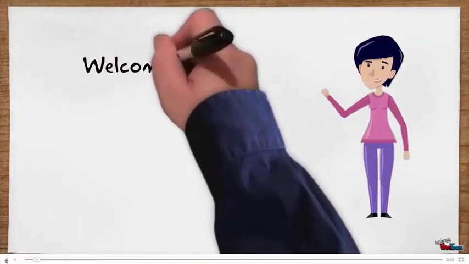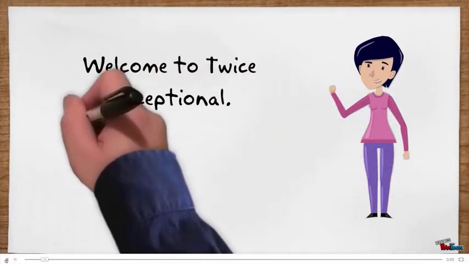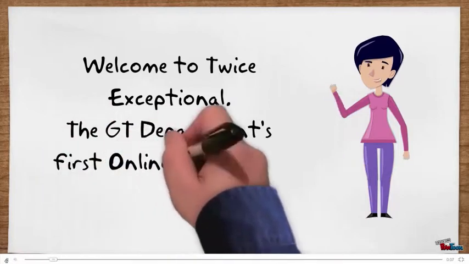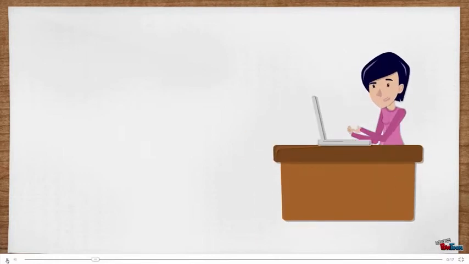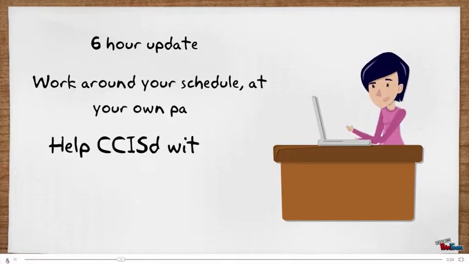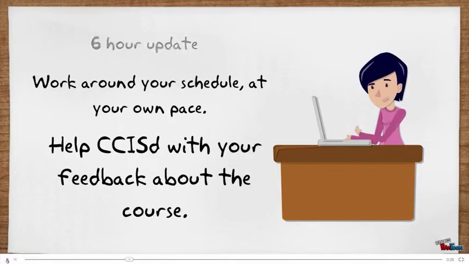Welcome to Twice Exceptional, the GT department's first ever online on-demand e-course. My name is Jessica Collins, and I am the Advanced Academic Specialist at Robinson and Edwide Elementary. I created this course as part of an e-learning pilot project in hopes of not only helping you fulfill some of your PD requirements, but also to gather some information about your experience with this workshop format.